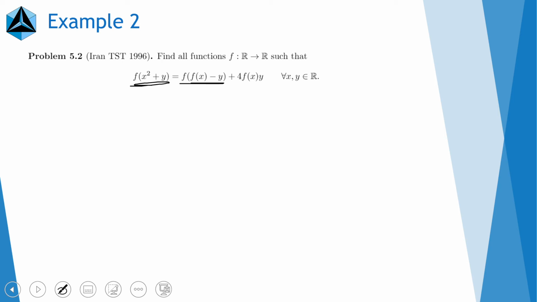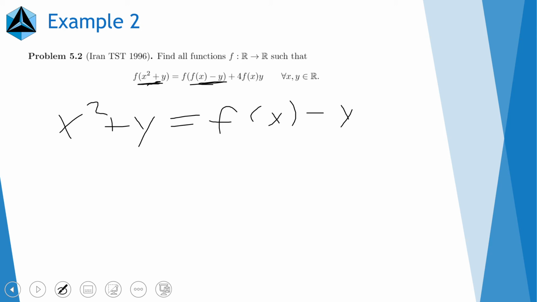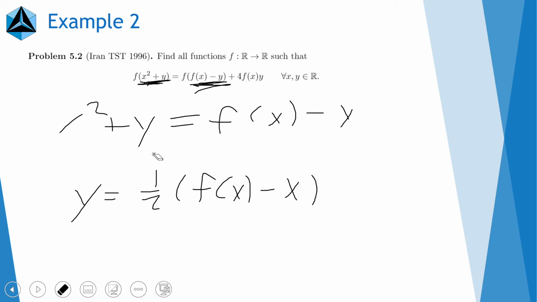All we need to do is just let this inside part be equal. So if we let x squared plus y be equal to f of x minus y, then we're cool. But the thing is that we can actually do this. We can just plug in y is equal to 1/2 of f of x minus x. If we plug this in, then this actually automatically cancels. So let's actually try that.